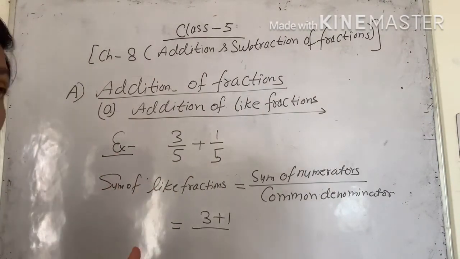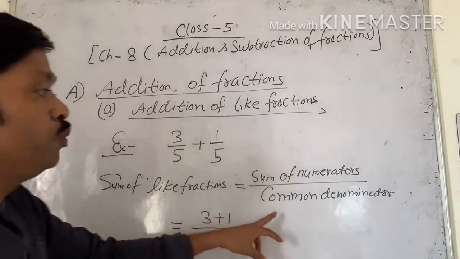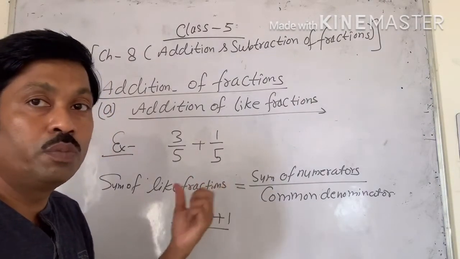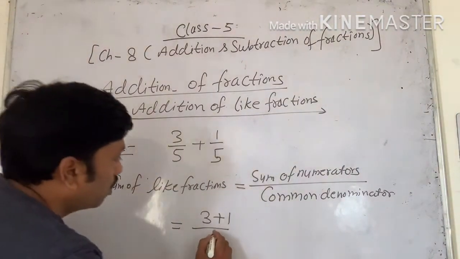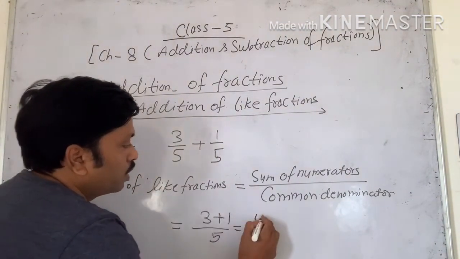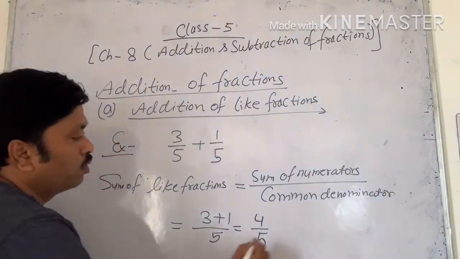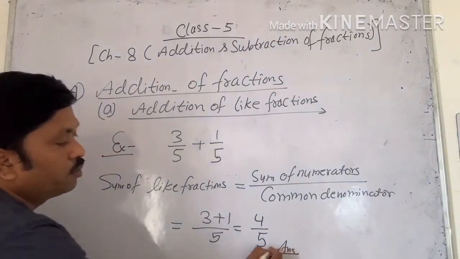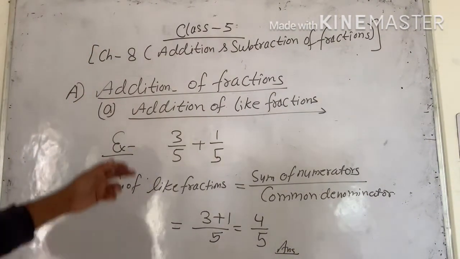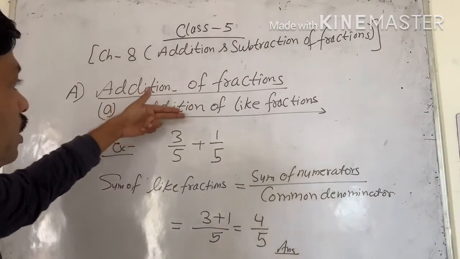What is the meaning of common denominator? A common denominator is the number which appears as the denominator in both fractions. Here this is 5. When we add 3 plus 1, we get 4 by 5. Okay children, in this way we can solve addition of like fractions.